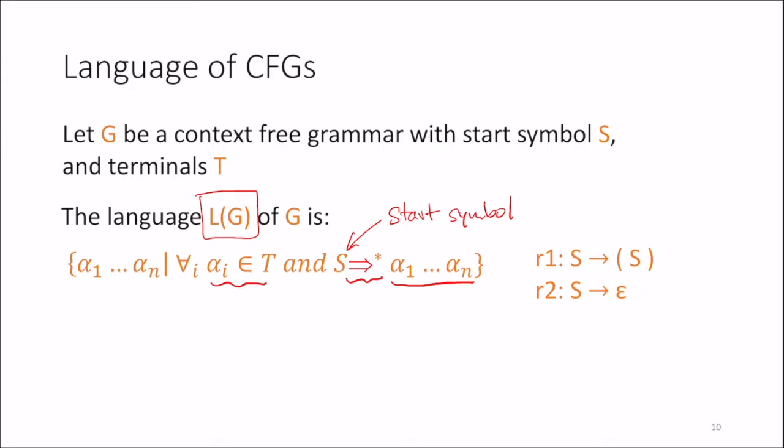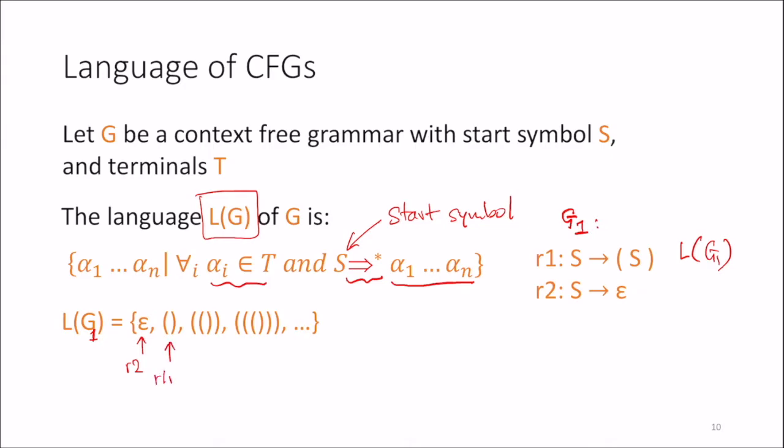If I want to define the language of this grammar, let's call this grammar G1, how do I define the L of G1? The L of G1 would be either I can apply rule 2 and I get the empty string, or I can apply rule 1 followed by rule 2, and then this is the one we've seen before.